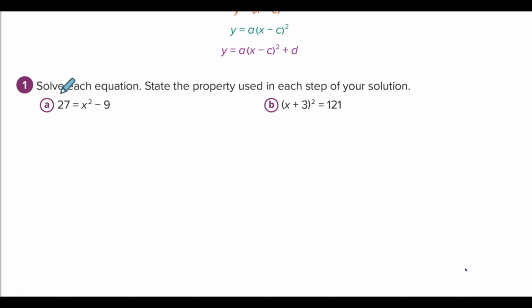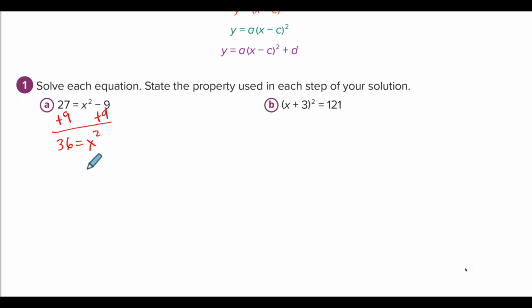Opposite operations. We're going to solve this just like Algebra 1. We're going to undo the operations. We're going to start in A by adding 9 to both sides. And when we do that, we're going to get 36 is equal to x squared. Now at this moment, we don't know if that x value was squared and it was negative before it was squared, or if it was positive, right?